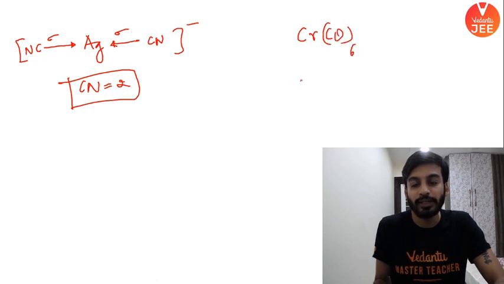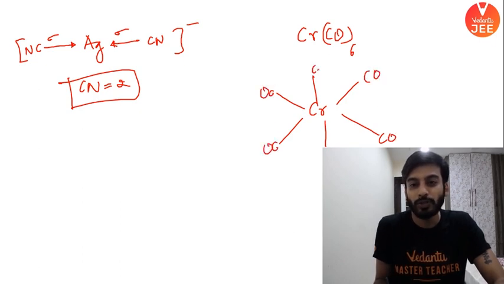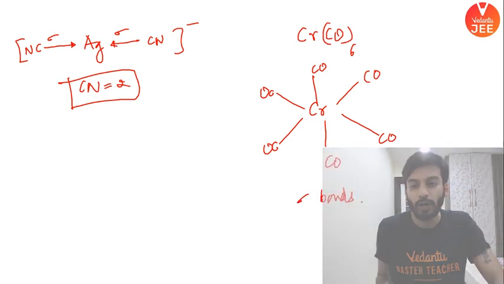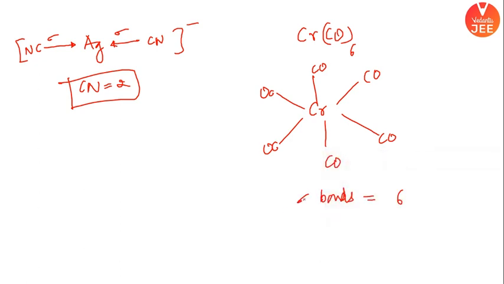So tell me, I'm just making it here for your convenience. How many bonds do you see with CO? How many sigma bonds? We see 6 sigma bonds.